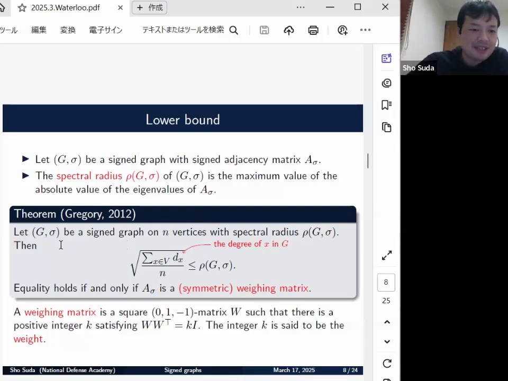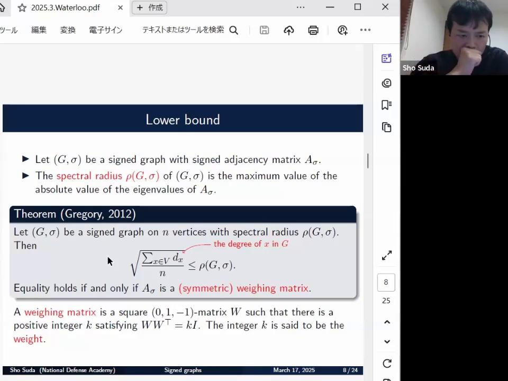This theorem gives a lower bound on the spectral radius for any signed graph, and the lower bound is the square root of the average degree of the underlying graph G. So, the square root of the sum of degrees over the number of vertices. This is the lower bound for any signed adjacency matrix. And the equality case is completely described. Equality holds if and only if the signed adjacency matrix is a Wang matrix.